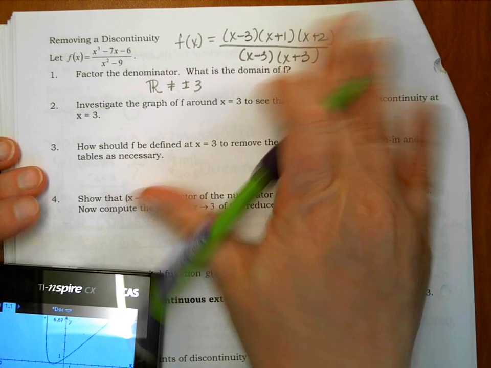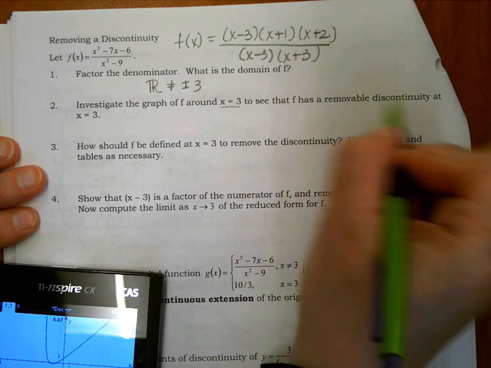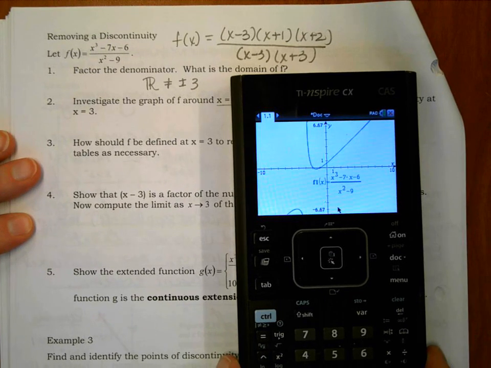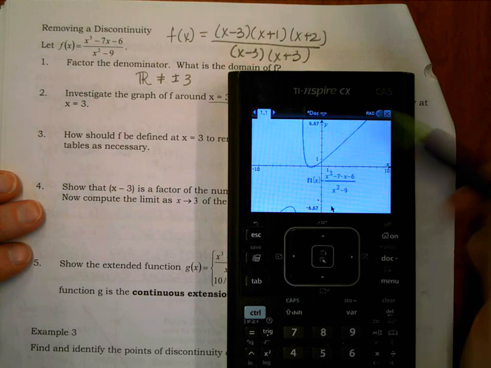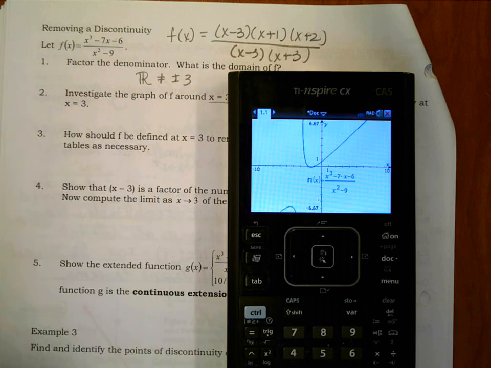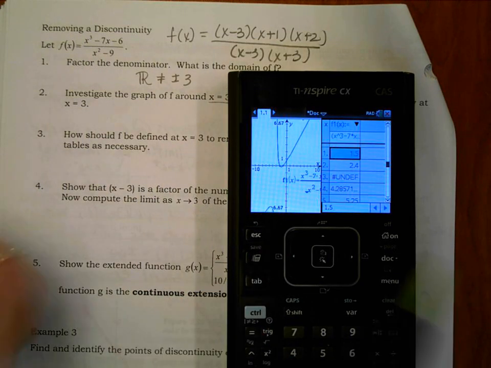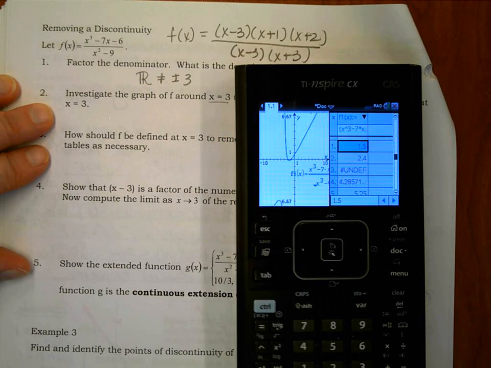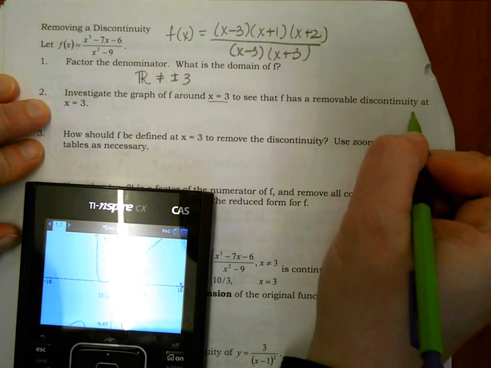Okay, and then it says investigate the graph of f around x equals 3, to see that f has a removable discontinuity at x equals 3. So here's our graph right here. And when I look at it, I don't see any discontinuities, but remember our graph doesn't show holes because it connects pixels. So if I hit Control T and I look at 3, I see that it's undefined. Okay, so that usually means there's a hole in our graph because I don't have a vertical asymptote. So I have a hole in the graph, right? So that means there's a removable discontinuity.